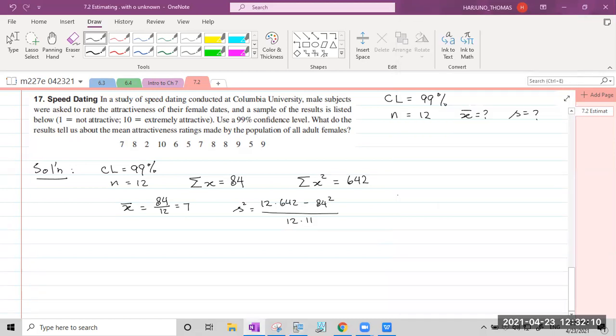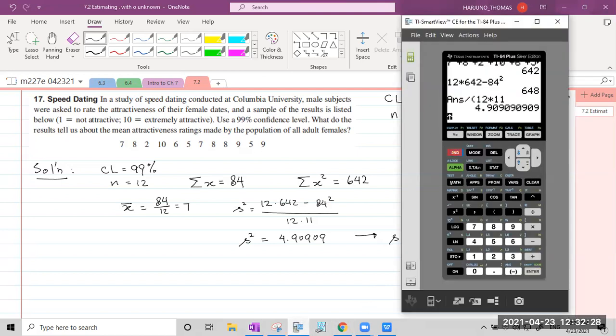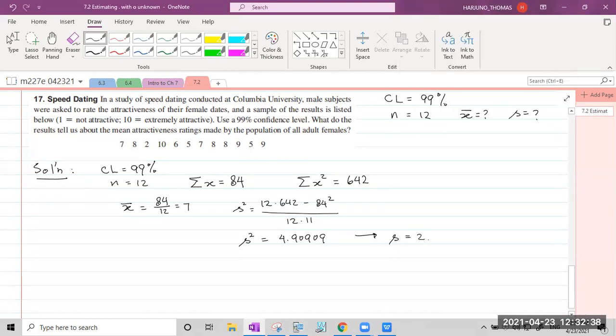4.90909. So S, the sample standard deviation is 4.90909. Oh, I'm sorry, that's S squared. So the sample standard deviation will be the square root of that. The square root of that number is 2.21565. Now, we will use this information later.